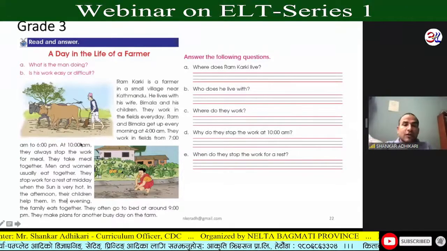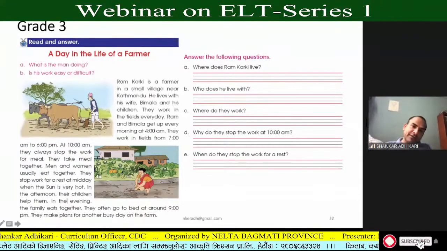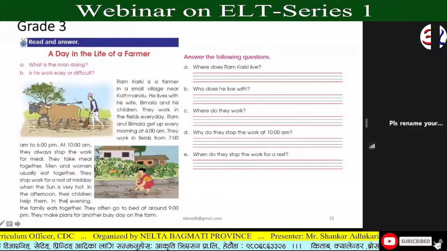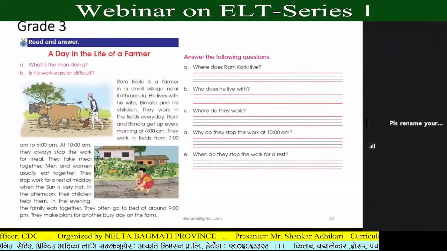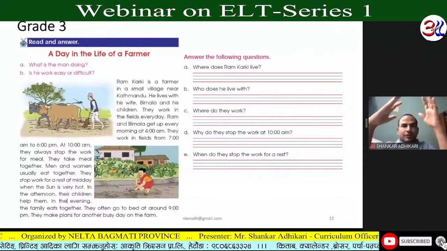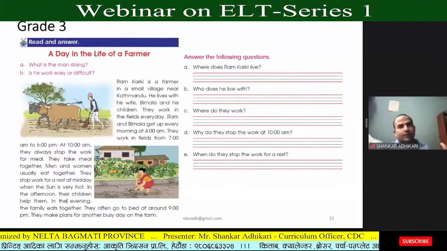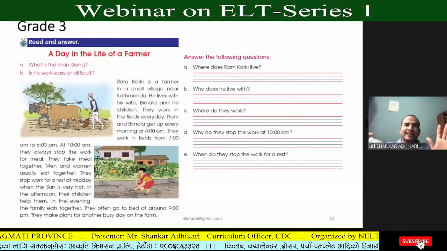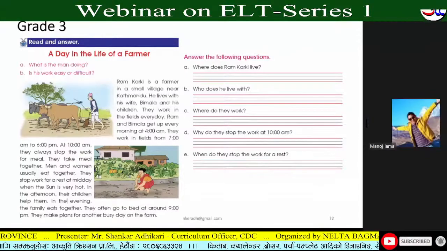Once you finish talking about the picture, what's your first task? Who is...? The students finish talking about the picture. Let's say now you are entering into the reading task. So how do you start? Drilling.